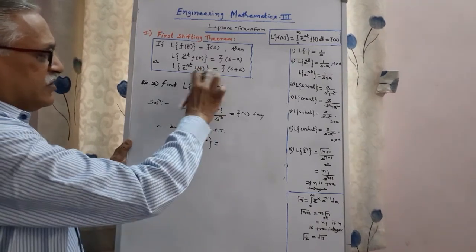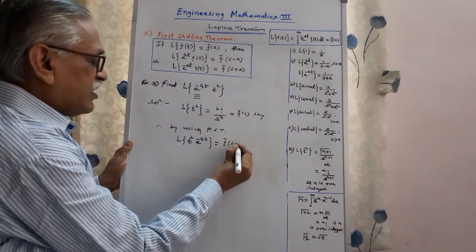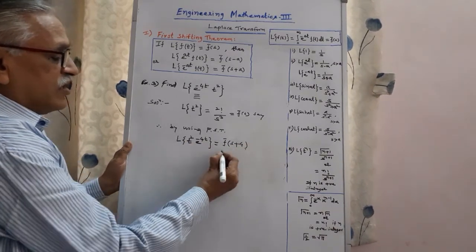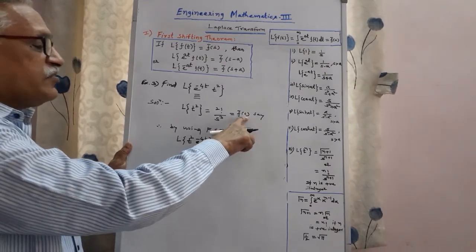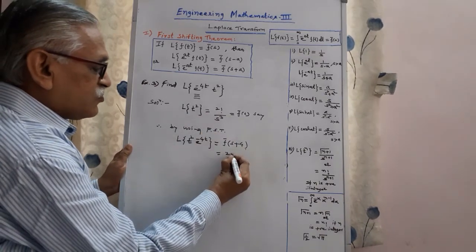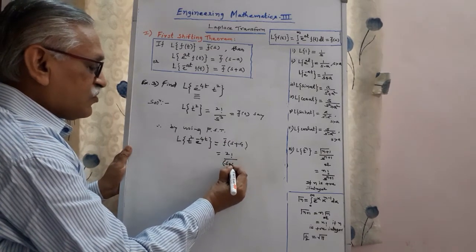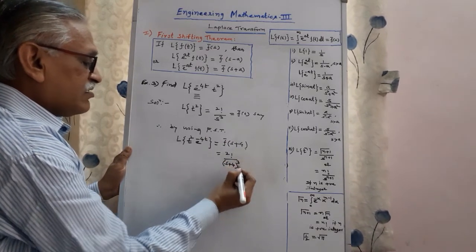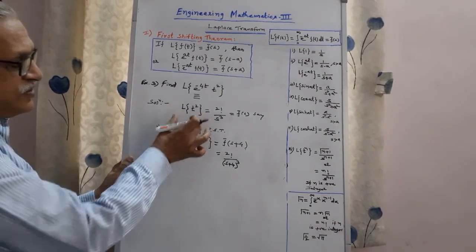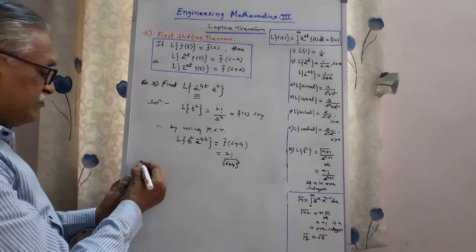It is, by this result, f bar of s plus a. What is a here? A is here 4. And therefore, in this result, replace s by s plus 4 everywhere. And therefore, we have the result as 2 factorial divided by, I am replacing s by s plus 4, s plus 4 raised to 3. We get the required result. Again, 2 steps only. Find the Laplace of the given function and then applying first shifting theorem, we can obtain the required result.